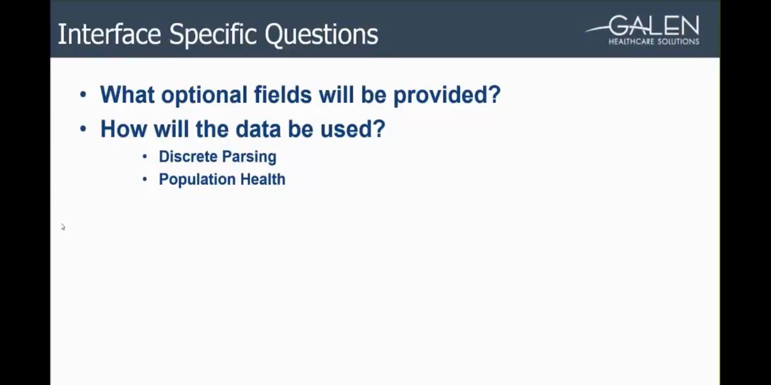So what optional fields will be provided? In a given message, whether it's HL7 or CCD, some participants provide more information and some participants provide less. That'll depend on the EHR vendor they're using and how their system's configured. It's important to understand from the very start of an implementation what HL7 segments or HL7 fields or CCD sections a participant will be sending and what values they could send in those fields, and test appropriately.